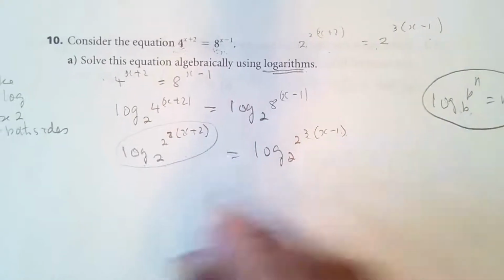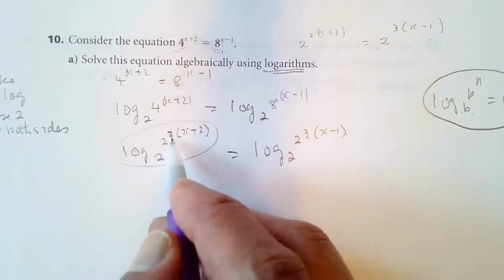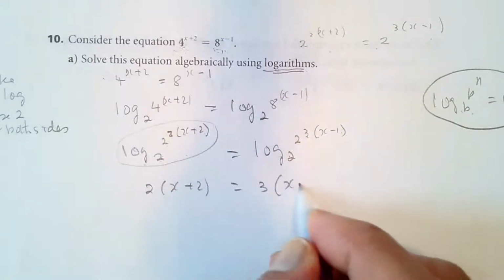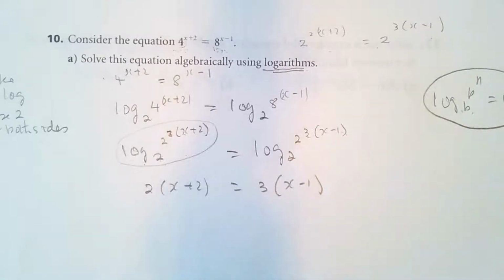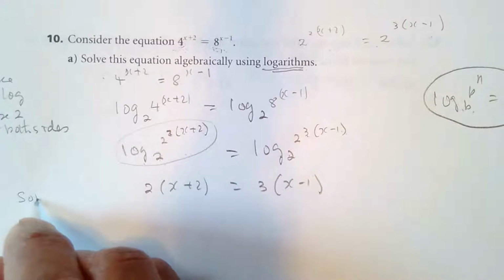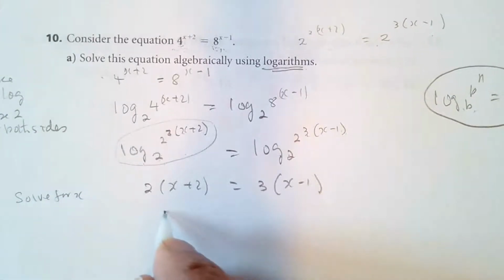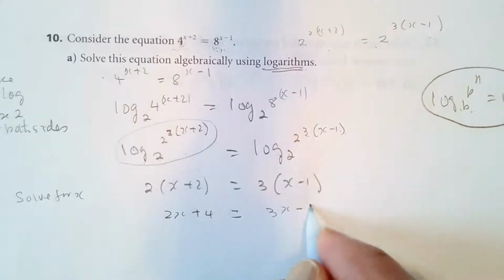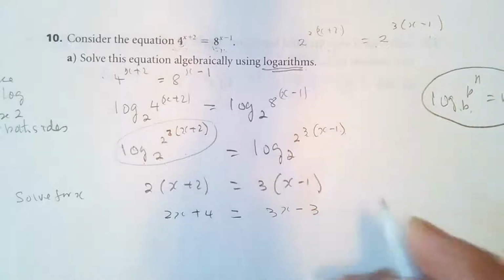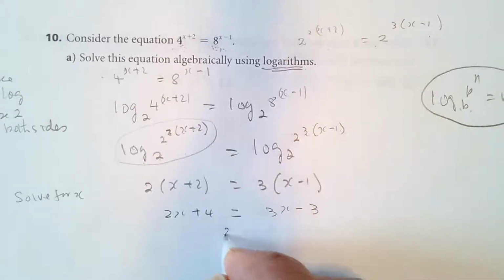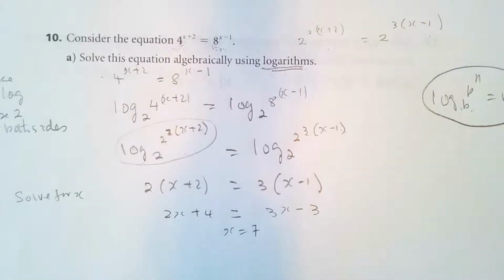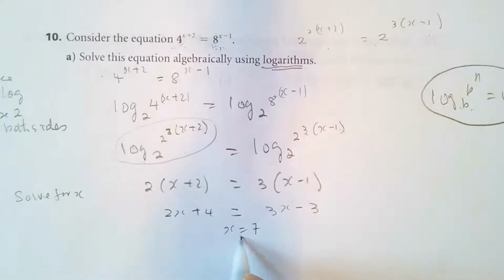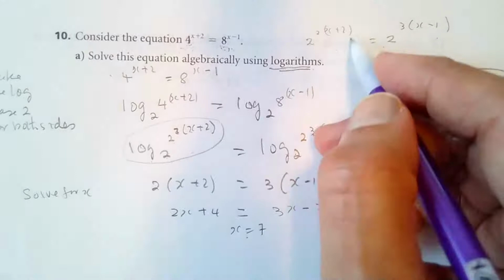Because we're using this principle here, look at the base, 2 to the 2, so it becomes 2 into x plus 2 is equal to 3 into x minus 1. Then we solve for x. So 2x plus 4 is equal to 3x minus 3. So we have x equal to 7. So that's the solution.